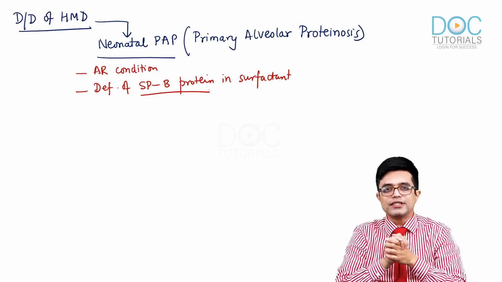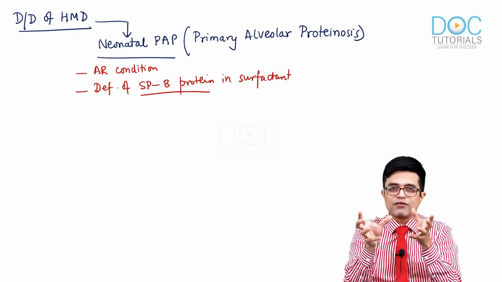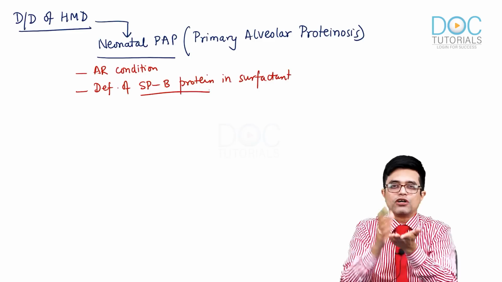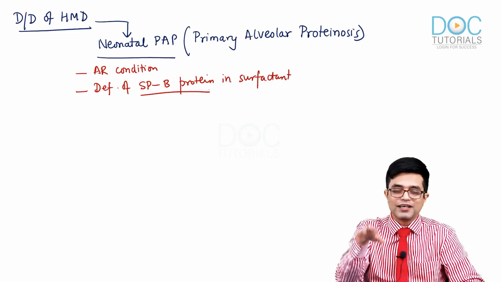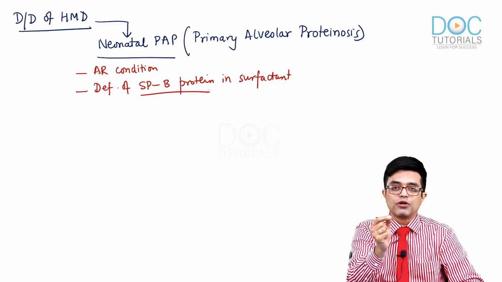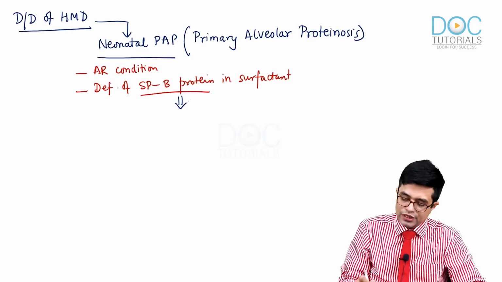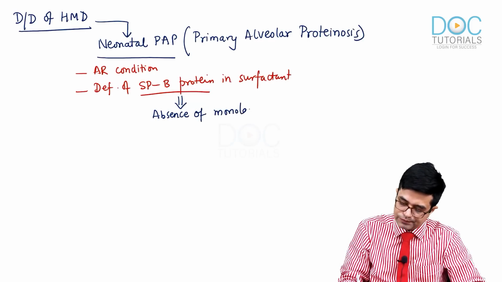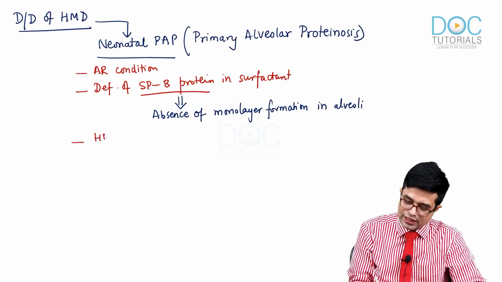Now imagine SPB protein is deficient or not there. So what will happen? The cycling of the surfactant will be impaired and all surfactant, instead of lining the alveoli, will form coarse clumps and remain in the center of the alveolar lumen. So what will happen? The alveolus will collapse. Surfactant is there, but it is not forming a layer, so it will collapse and so it will produce a HMD-like illness. So you can write, this deficiency of SPB protein causes absence of monolayer formation of surfactant in the alveoli. And so it manifests as HMD-like illness.